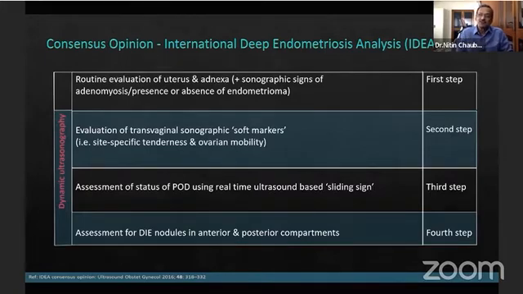This is where ultrasound scores. We can look out for a point of tenderness. We can check the ovarian mobility with real-time ultrasound. Then the third step is looking specifically at the pouch of Douglas using what is known as a sliding sign, which we'll talk about. And the fourth step is looking for deep endometriotic nodules in the anterior and posterior compartments. Again, we do it in a very systematic manner.